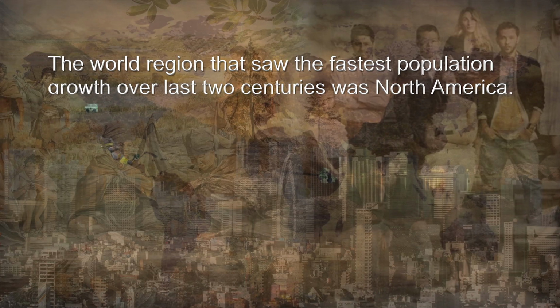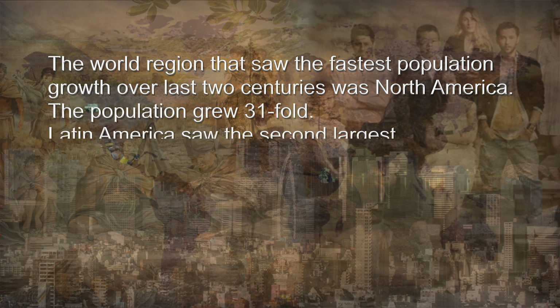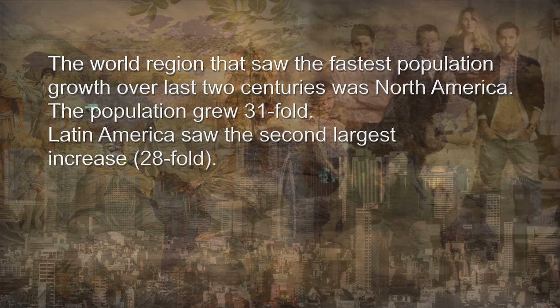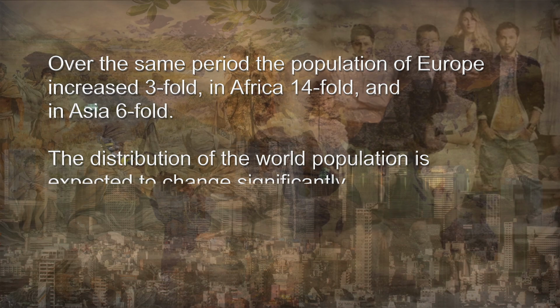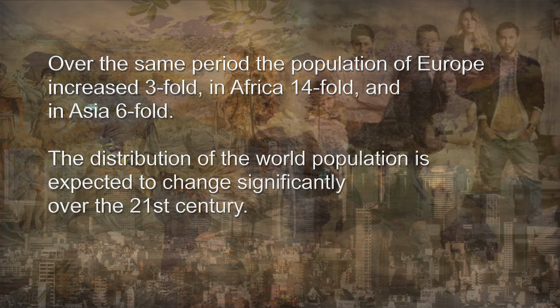If you want to see the relative distribution across the world regions in more detail, we can switch to the relative view. The world region that saw the fastest growth over the last 2 centuries was North America. The population grew 31-fold. Latin America saw the second largest increase with 28-fold. Over the same period, the population of Europe increased 3-fold. In Africa it is 14-fold and in Asia it is 6-fold. The distribution of the world population is expected to change significantly over the 21st century.